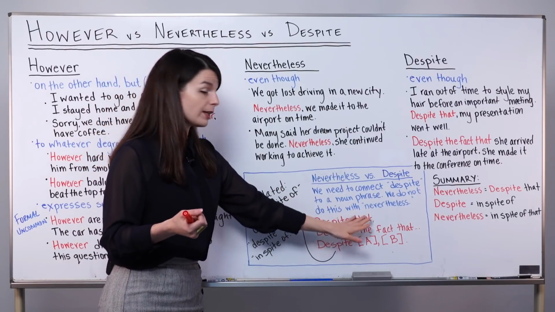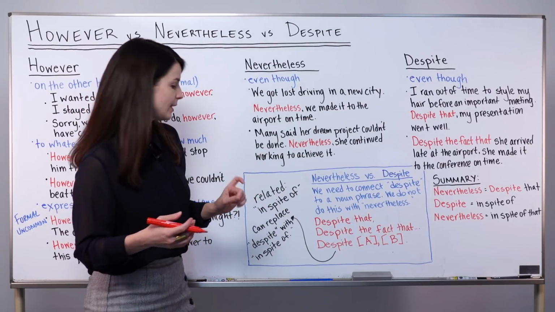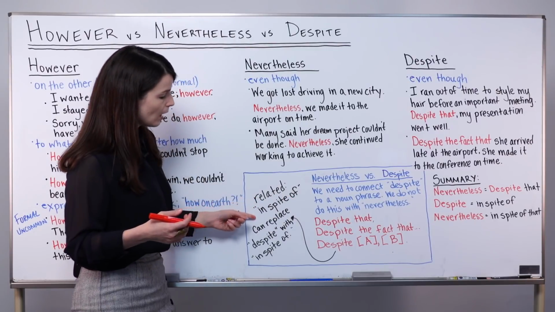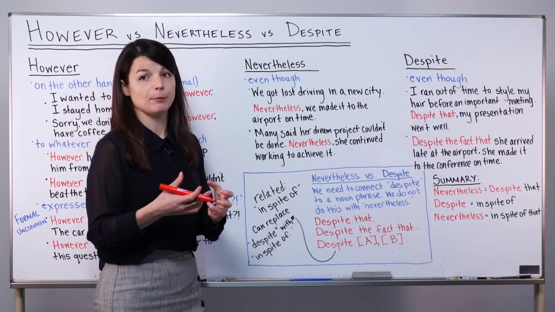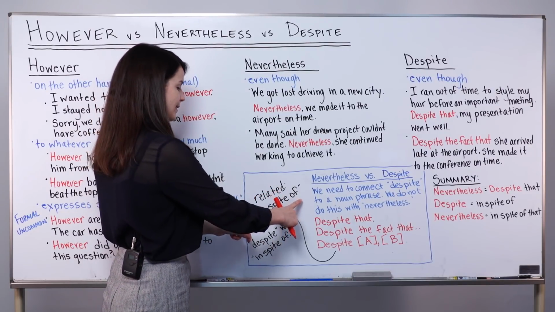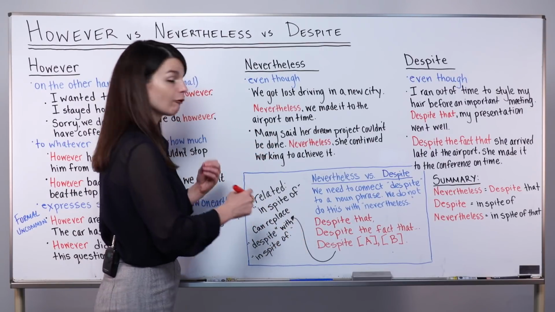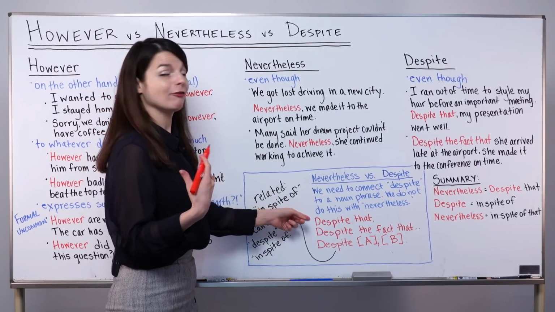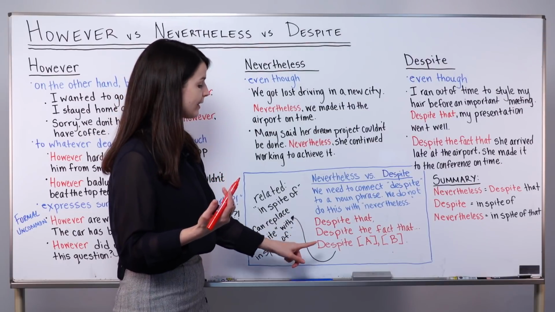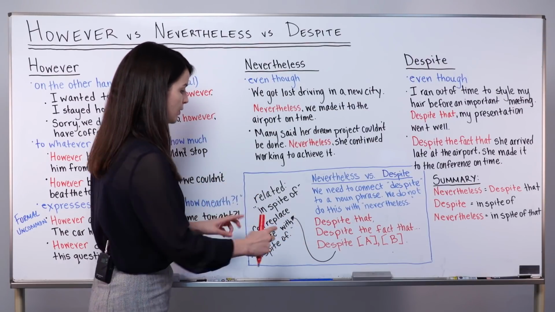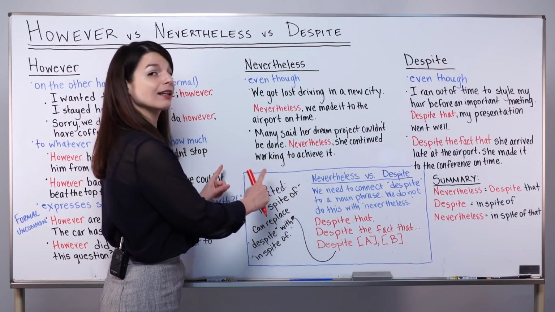So one more point I want to mention here is the very closely related in spite of. So in spite of, we can actually use this to replace despite. They have the same meaning, the same function. Just be careful. We use in spite of as a set phrase, to mean despite. So for example, in spite of that, or in spite of the fact that, or in spite of A, B. So if you want to use in spite of, you can replace despite with in spite of.